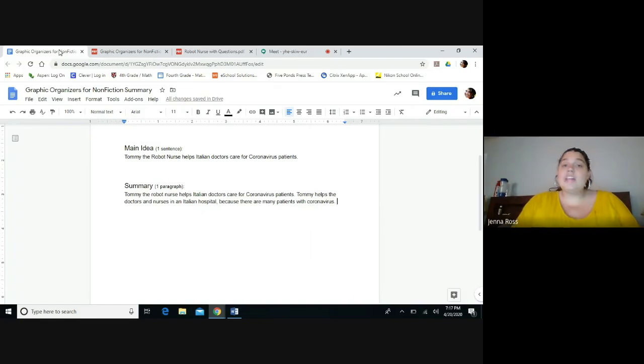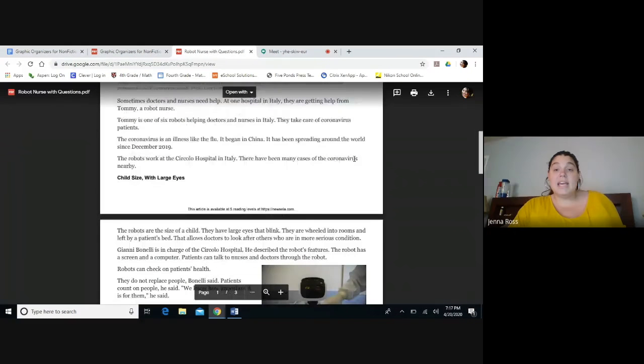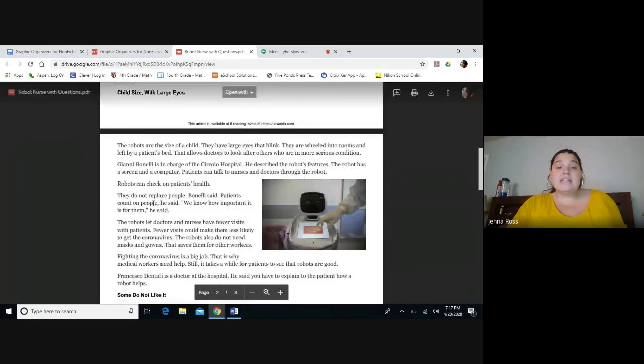Okay, so I just kind of took that information and made it into my own new sentence. So I talked about the hospital that he's at and the fact that there are many patients with coronavirus. Okay, and right here it says there have been many cases of coronavirus nearby. So I kind of put that into my own words. Let's move on to the next section.